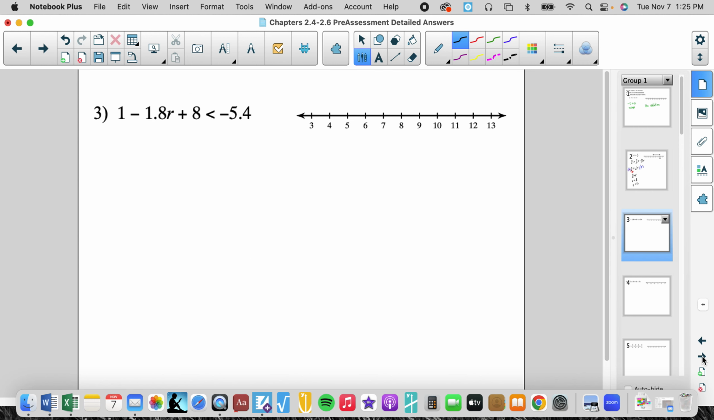Now we also have decimals. Let's simplify those two terms. We can combine them because they're on the same side of this inequality. So we get 9 minus 1.8r is less than negative 5.4.